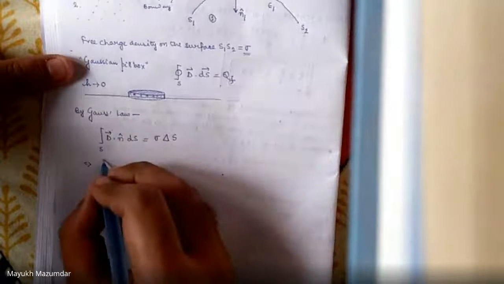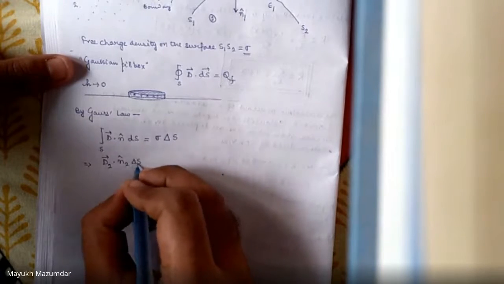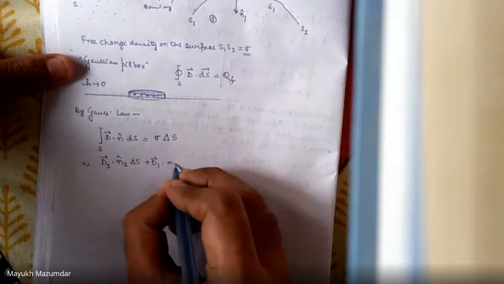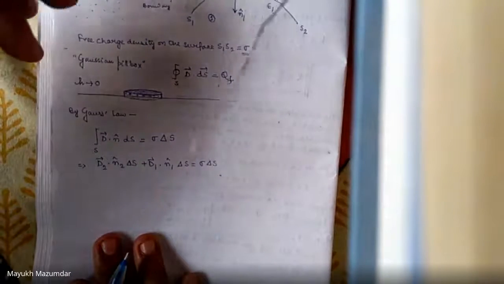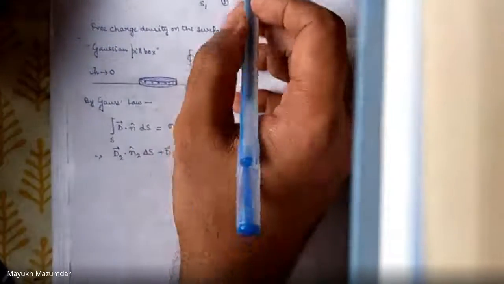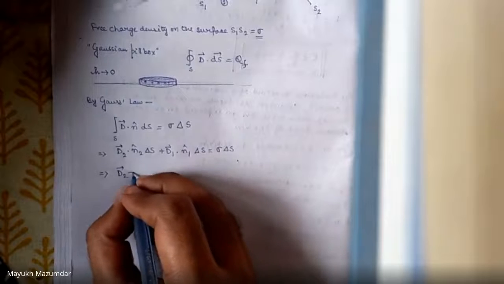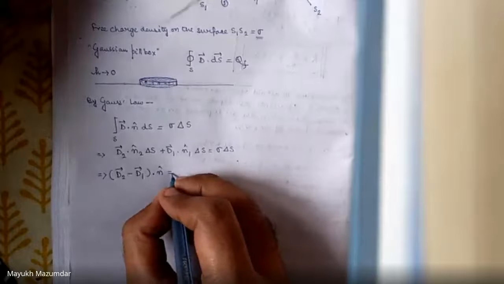So D2 dot n2 cap delta S, that is this surface, plus D1 dot n1 cap delta S, is equal to sigma delta S. Because there are two surfaces, two results will come. So you can see that D2 dot n cap minus D1 dot n cap is equal to sigma.